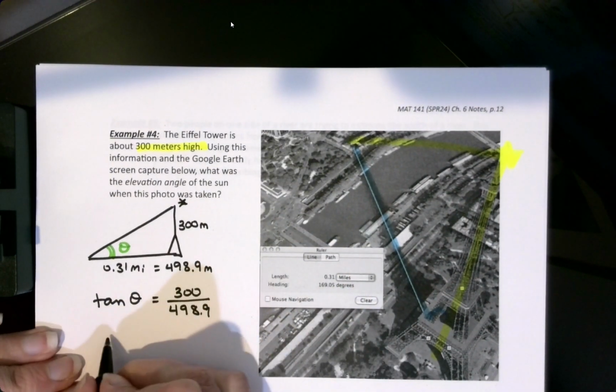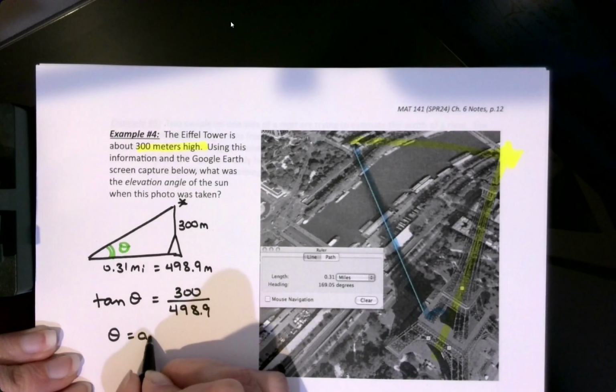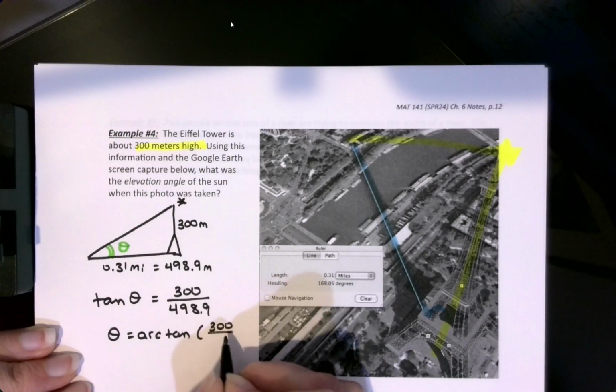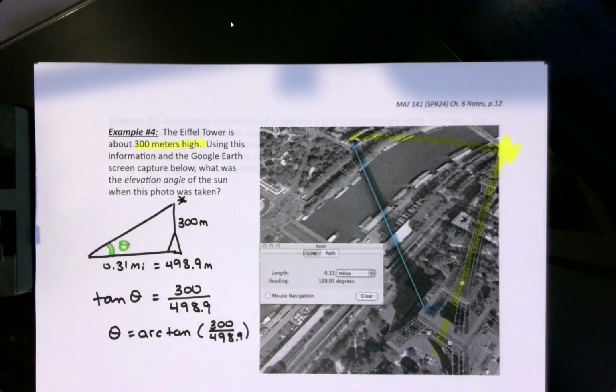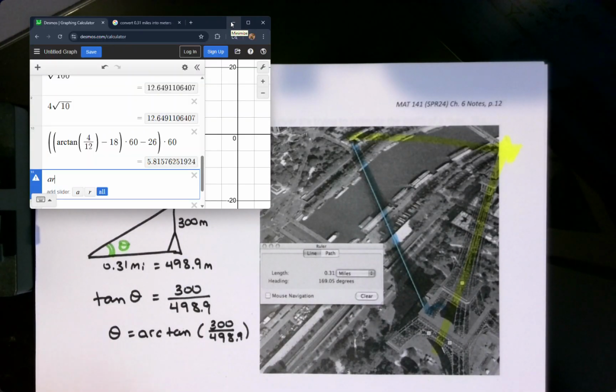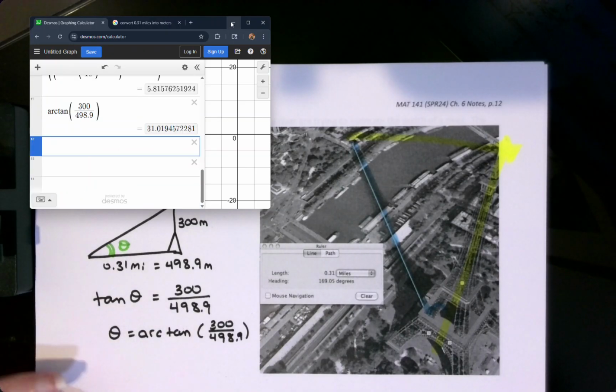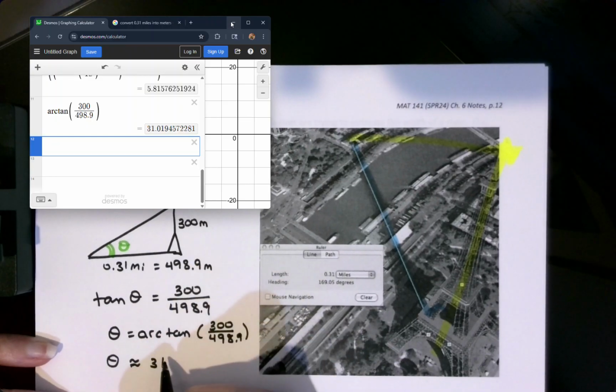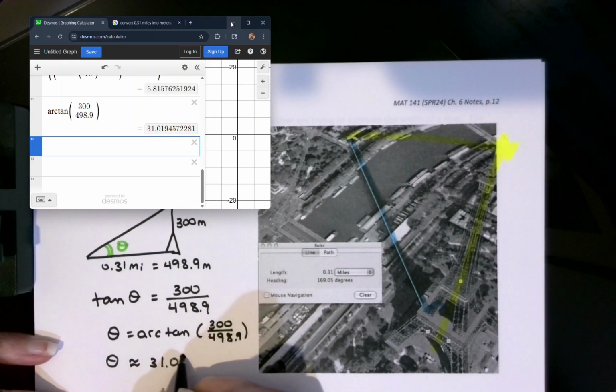And then to find theta, we'll need to use the inverse function. So we're going to do the arctangent of that fraction 300 over 498.9. Arctangent of that fraction 300 over 498.9 gives us an angle of elevation of approximately 31 degrees, 31.0 degrees.